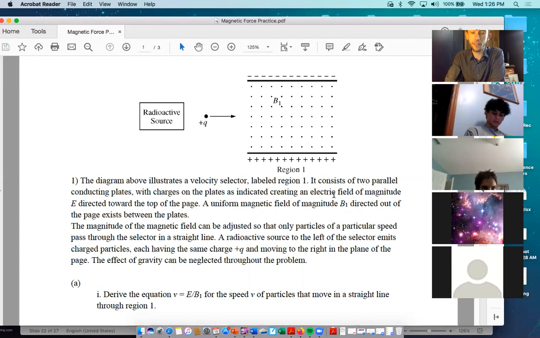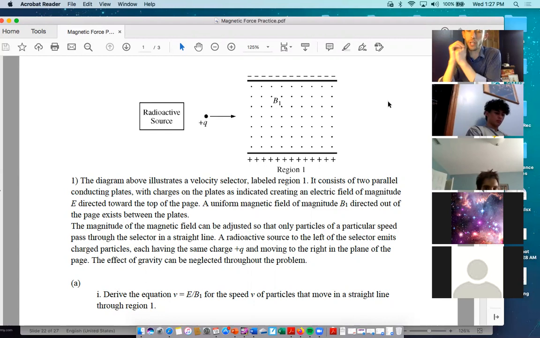And they were kind enough in this question to tell you that. And of course, the electric field is directed up from positive to negative, right? So this particle is going to be under the influence of two different forces. There's going to be a magnetic force due to the magnetic field and an electric force due to the electric field. Okay, so it's saying that this thing is a velocity selector because only particles moving with a certain velocity will move in a straight line through this path.